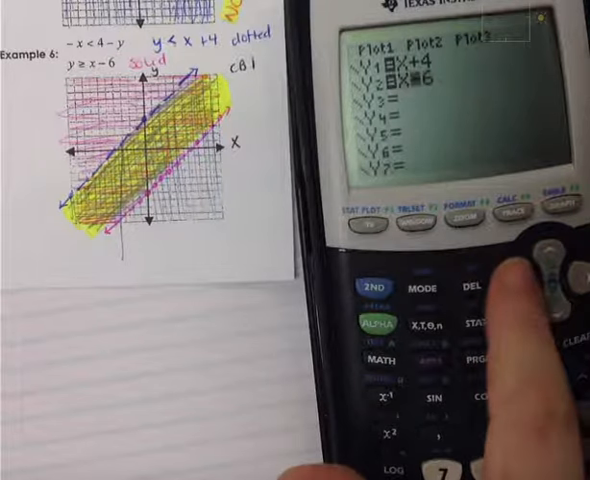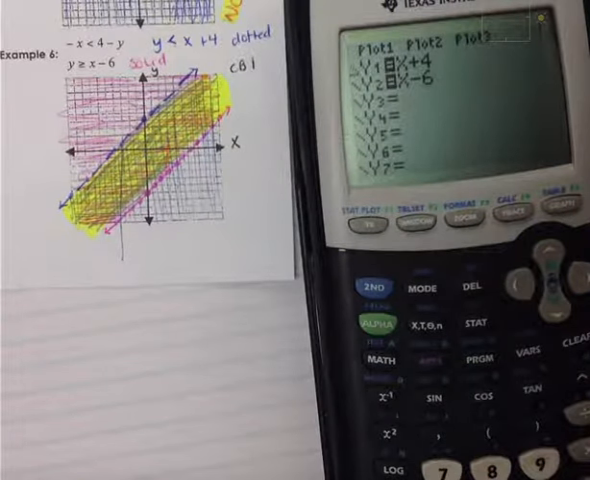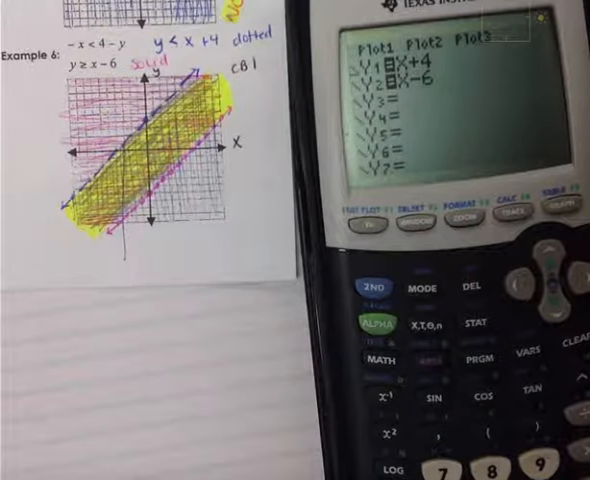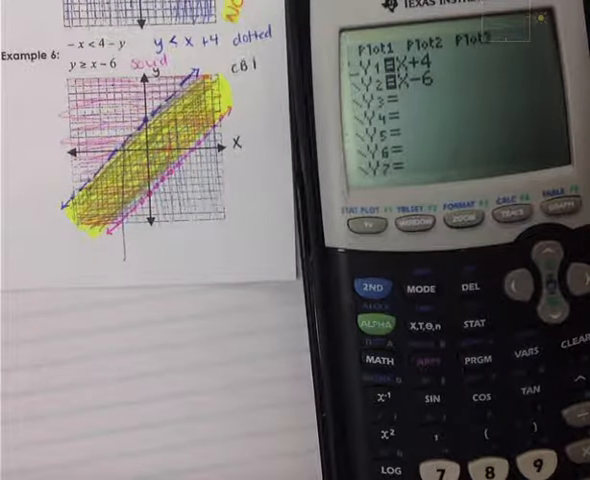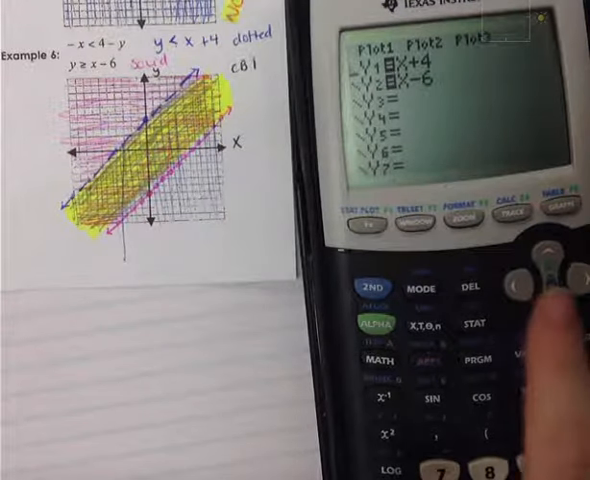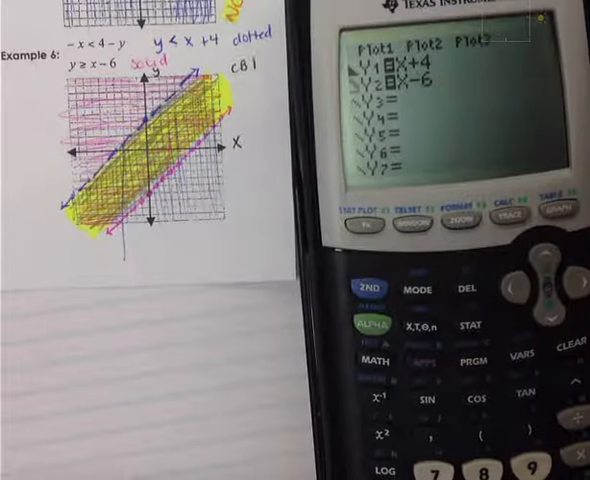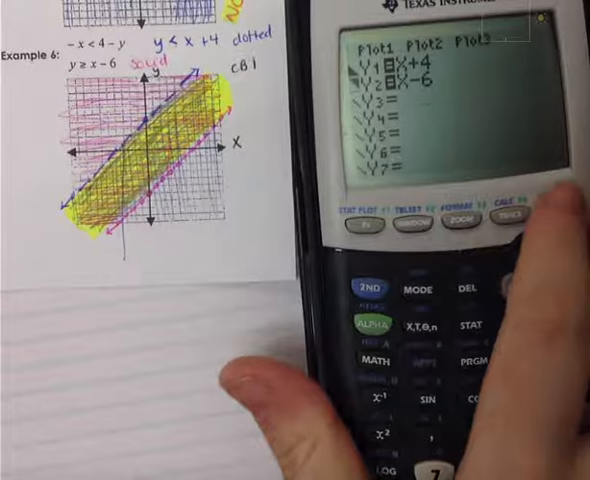Now before I graph, I'm going to go over to the left and change the shading for both of them. Now the shading for less than is that little triangle that's pointing down and to the left. So not this one, but this one. So I'm going to go to the second one, and I want greater than. So I want the triangle that's pointing up and to the right, so this one. So now I'm going to press graph.